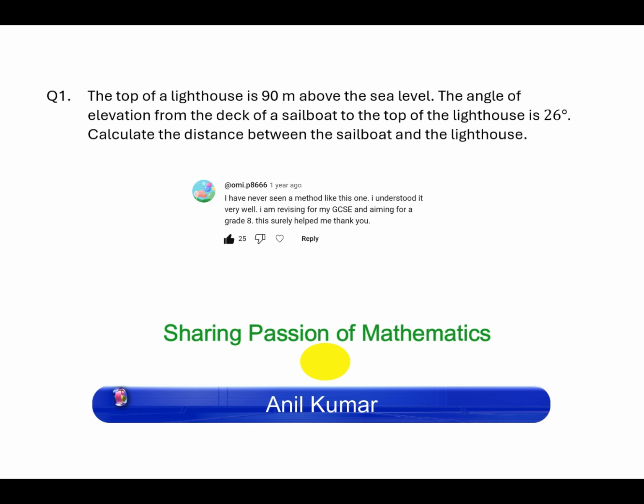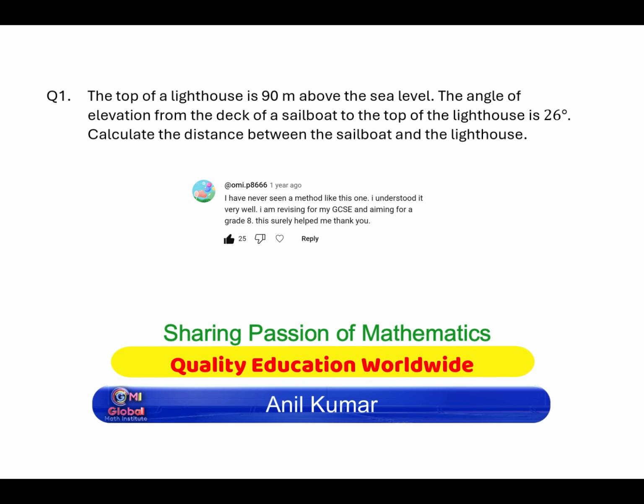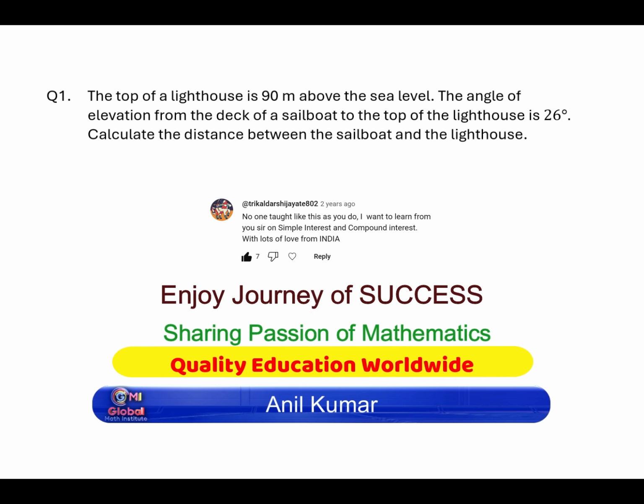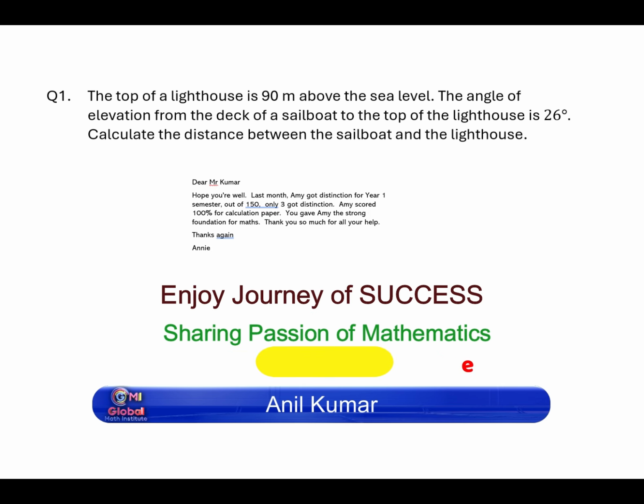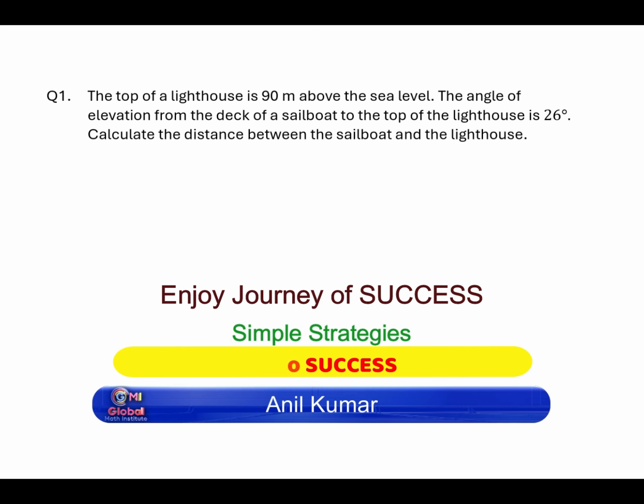Here is solution of question number 1. The top of a lighthouse is 90 meters above the sea level. The angle of elevation from the deck of a sailboat to the top of the lighthouse is 26 degrees. Calculate the distance between the sailboat and the lighthouse. In this case, the first step will be to sketch the diagram.